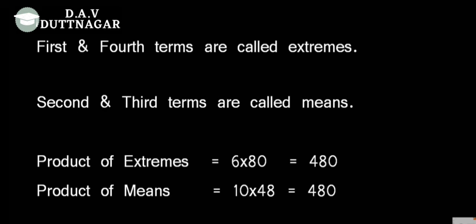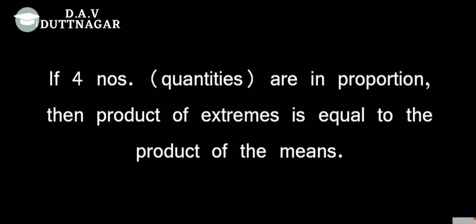If the four numbers are in proportion, we can find the product of extremes and product of means. We will observe their products will be equal. So if product of extremes comes out to be equal to the product of means, we can say the four numbers are in proportion. And if the four numbers are in proportion, then their product of extremes is equal to the product of means.